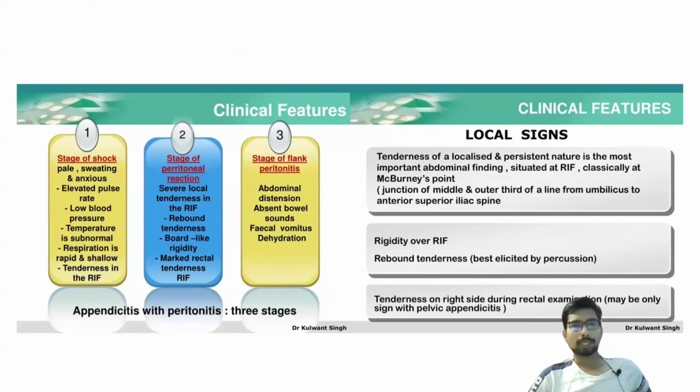Stage of flank peritonitis: abdominal distension, absent bowel sounds, fecal vomitus, and dehydration. Local signs: tenderness of a localized and persistent nature is the most important abdominal finding, situated in the right iliac fossa, classically at McBurney's point, the junction of the middle and outer third of a line from the umbilicus to the anterior superior iliac spine. Rigidity over the right iliac fossa and rebound tenderness illustrated by percussion, and tenderness on the right side during rectal examination, may be seen with pelvic appendicitis.